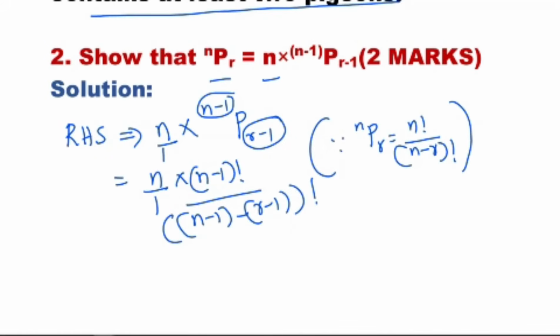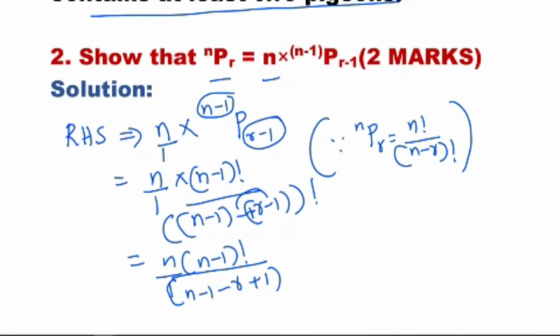Now we will remove the bracket, that is n divided by 1 into (n minus 1) factorial whole divided by, now you remove the bracket, it will be n minus 1. This minus, no sign, it is plus. So minus into plus is minus r. Then minus into minus will become plus 1. We are removing the bracket. So plus 1 and minus 1 will get cancelled. You get n into (n minus 1) factorial divided by (n minus r) whole factorial.